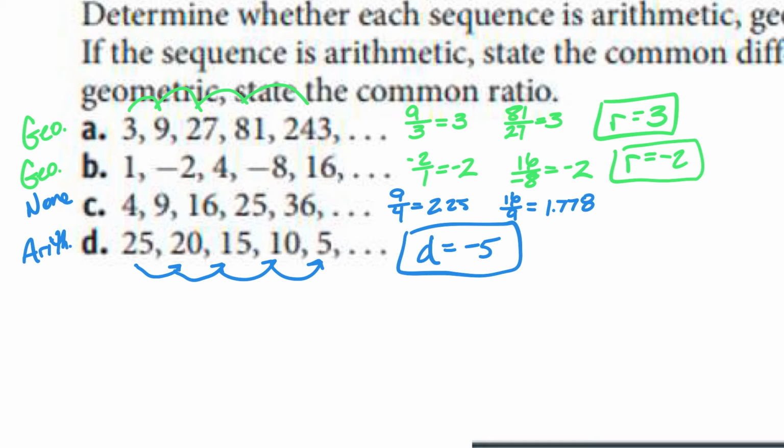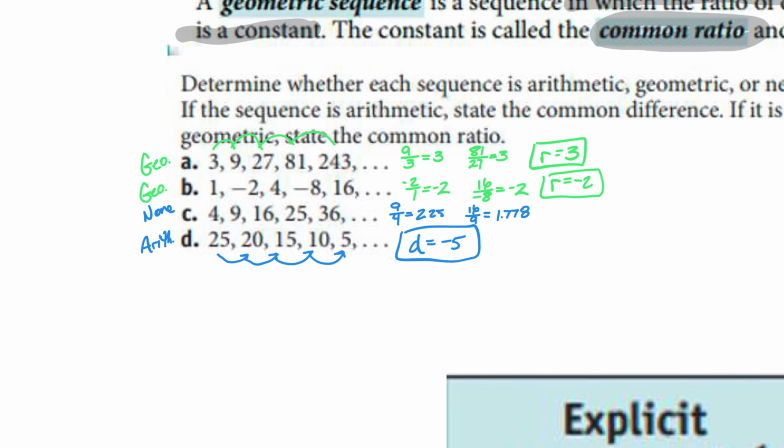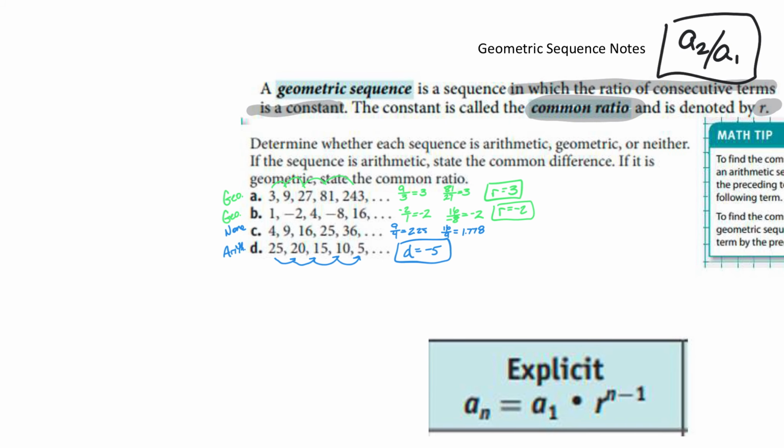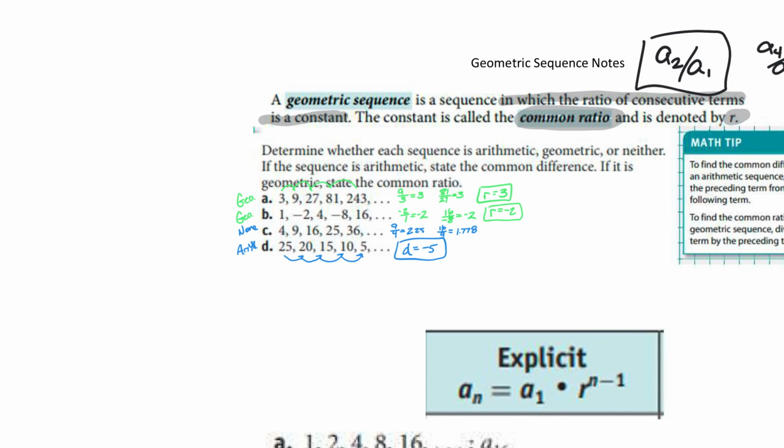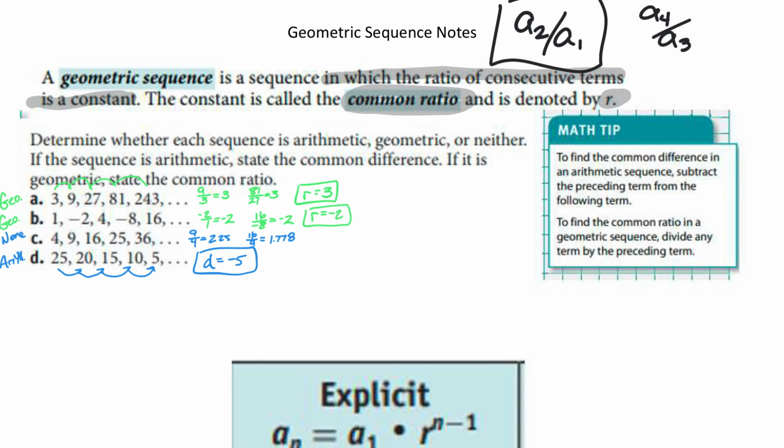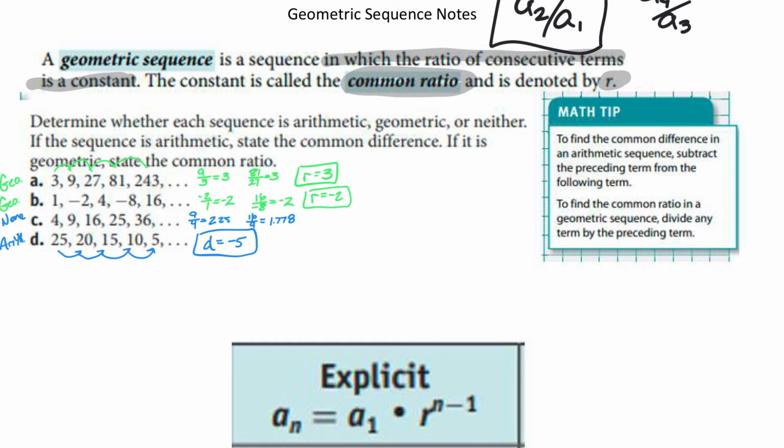So we've touched on most of this already. We're just actually going to put it into practice. You might want to notice your math tip over here to the right. Our math tip does say to find the common difference, this is what we talked about, you subtract the term by the preceding term. To find the common ratio, you divide the term by that. So that's in our math tips over there to the right.